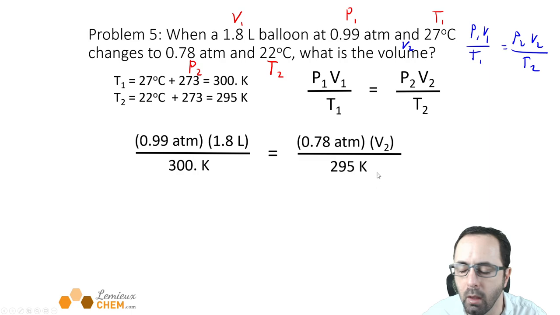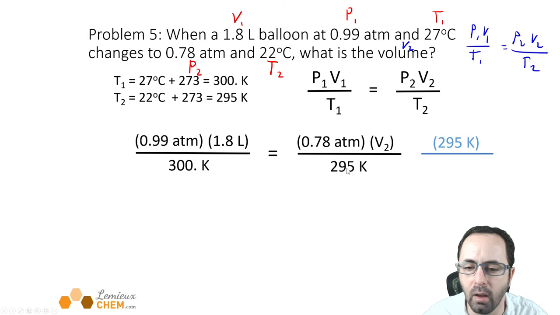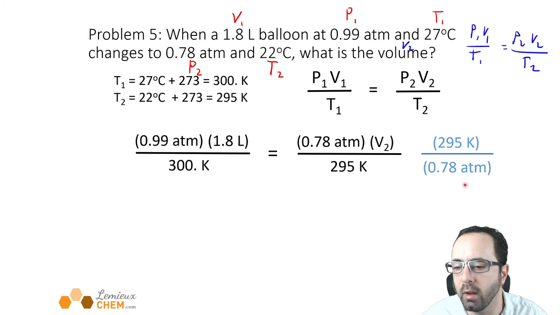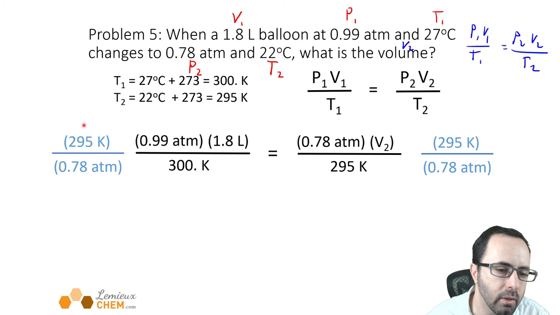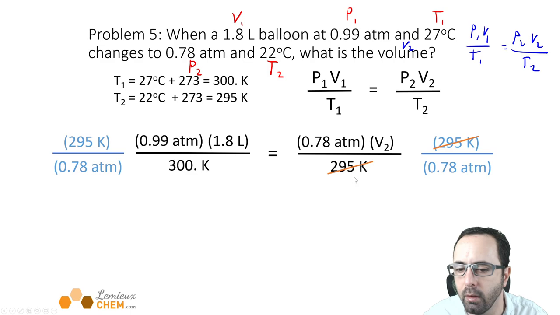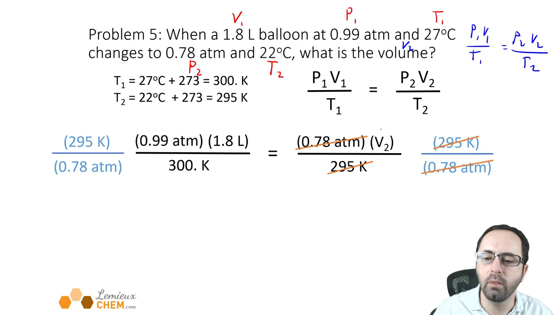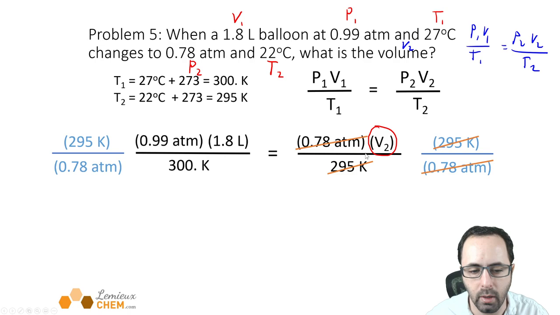So the way we can get rid of 295 Kelvin is by multiplying both sides by 295 Kelvin. So that's going to cancel this. But we also have to divide by 0.78 atmospheres to cancel that one. So since we multiplied by 295 Kelvin and divided by 0.78 atmospheres on this side, we'll do the same on the other side. And our 295 Kelvin is going to cancel here on this side, and our 0.78 atmospheres is going to cancel on this side. So all we've got left here is V2.